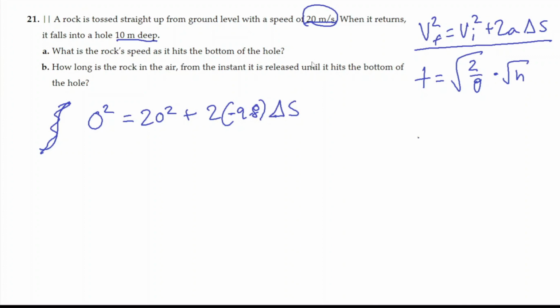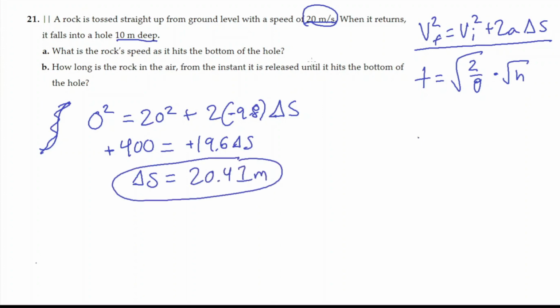We want to figure out the distance it goes up, because if we find the distance at which it peaks, we can figure out the time that it travels downward, and the speed as it hits the bottom of the hole. So if we solve for S, we have negative 400 equal to negative 19.6 delta S. Now 400 divided by 19.6, with two negatives on both sides so those are positive, gives us delta S equal to 20.41 meters.